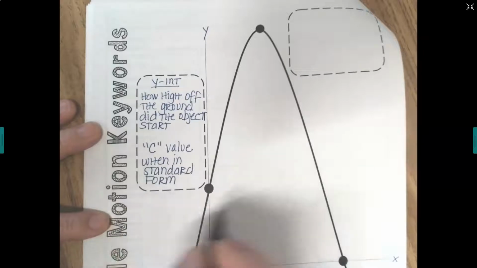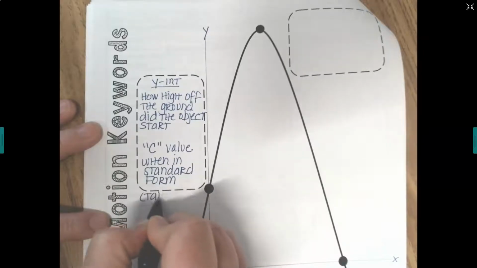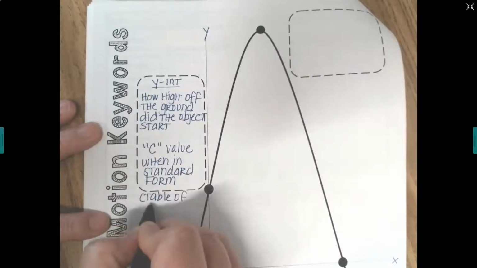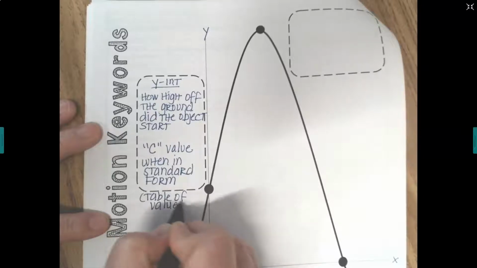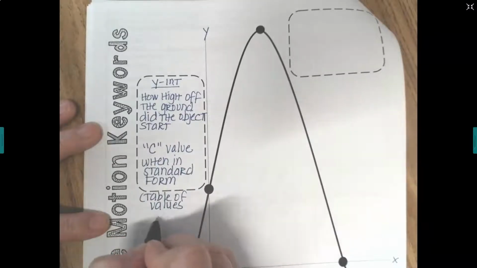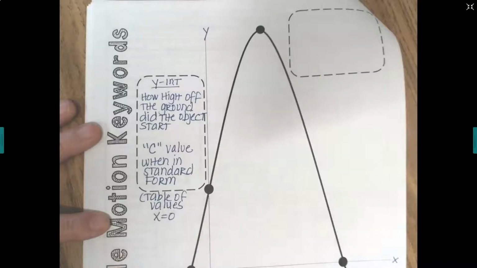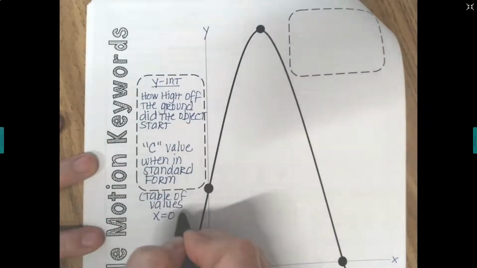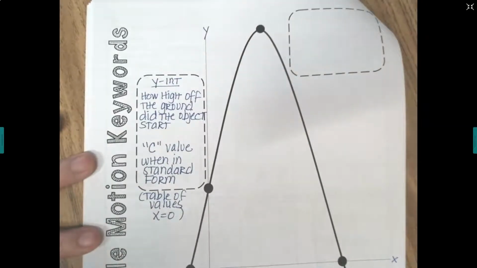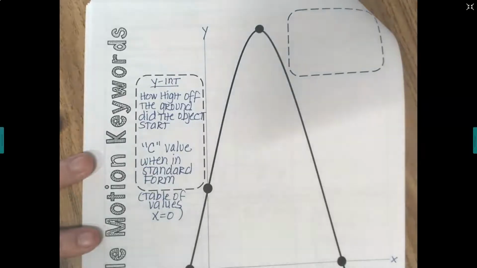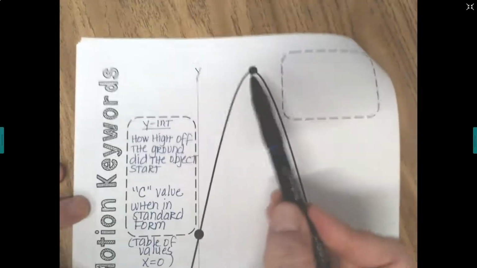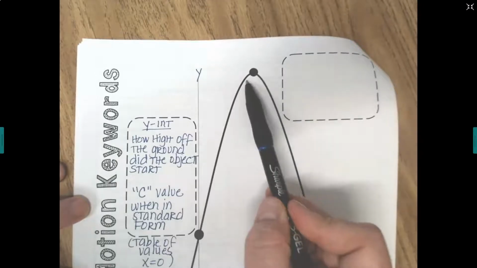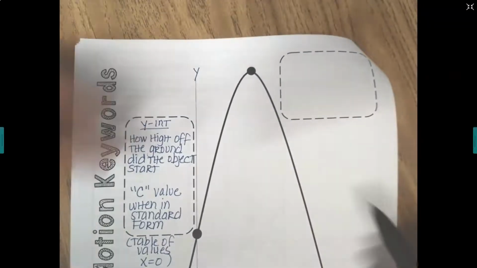If you can't tell, you can look at the table of values once you put it into Desmos, and it's where x equals 0. So you'll just look at the y value for where x equals 0, and that will also tell you your Y-intercept. Another very important point, we've talked about it a lot, is this turning around point. That's called the vertex.